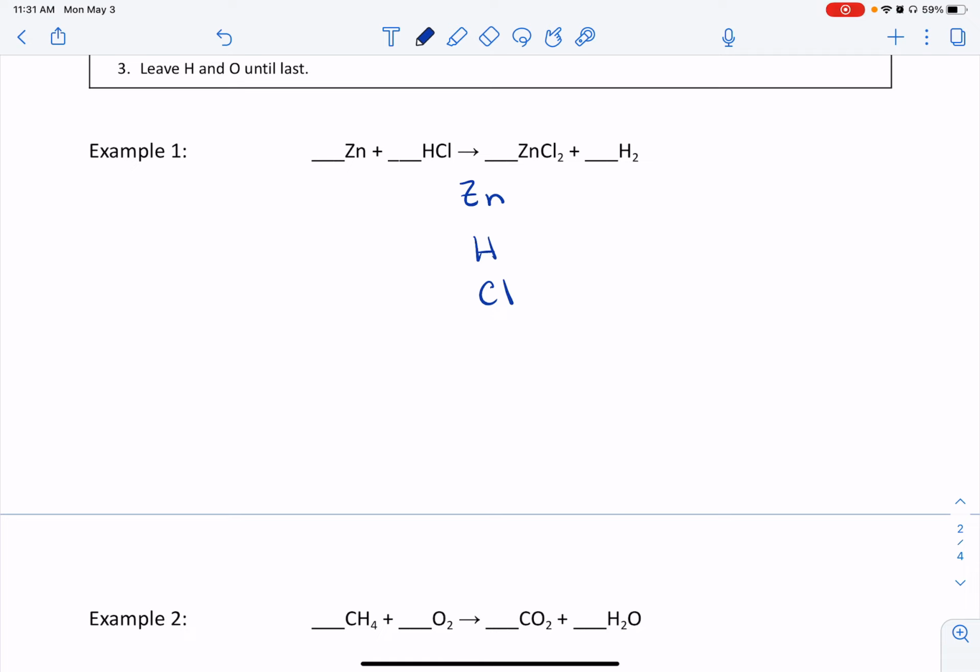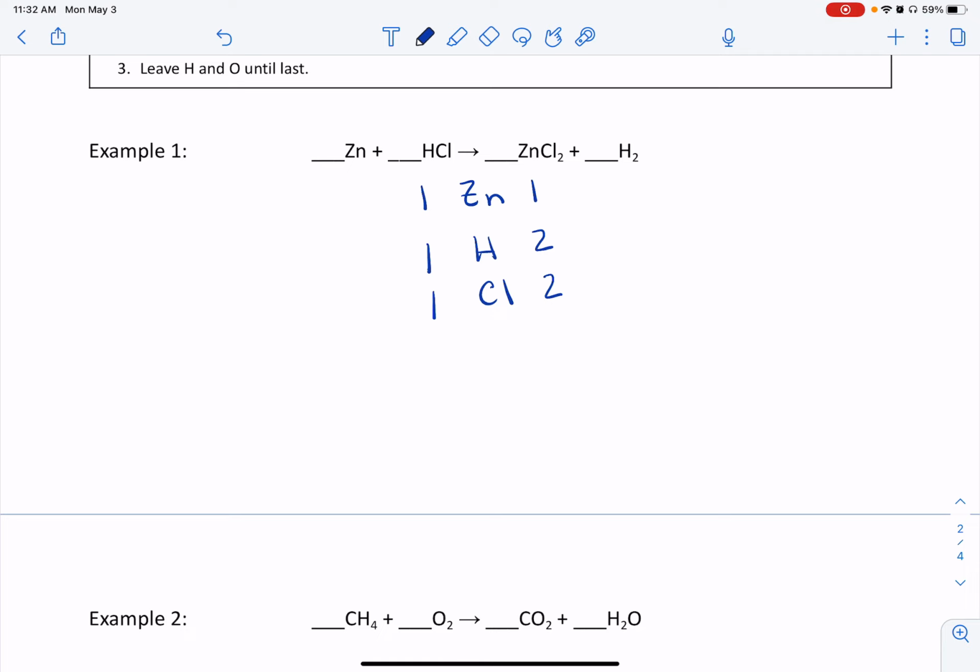Here on the left, I have 1 zinc. On the right, I also have 1 zinc. Now let's look at hydrogen. On the left, I have 1 hydrogen. On the right, I have 2 hydrogens. Now let's look at chlorine. On the left, I have 1 chlorine. On the right, I have 2. Okay? So now I can see that my zinc is balanced, but my hydrogen and chlorine are not.